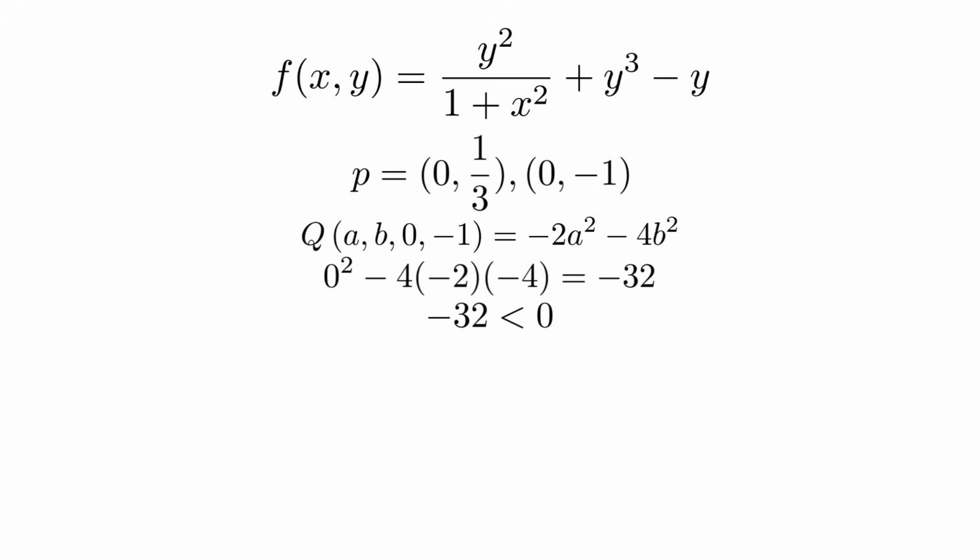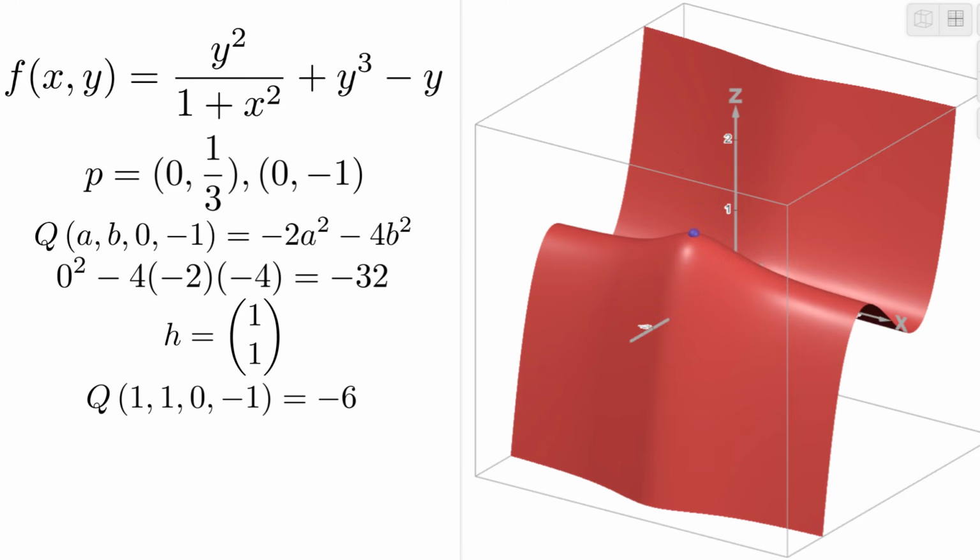But which one? Since having no solutions means the curvature never switches signs, we can just choose a random h, and that will be the sign of the surrounding curvature. An arbitrary h, such as h equals (1, 1), results in a curvature of -6, meaning the surrounding surface curves down. Using this, we can conclude the point (0, -1) is a maximum.